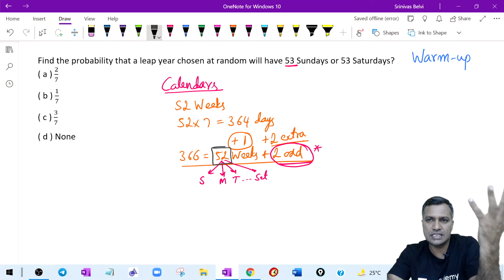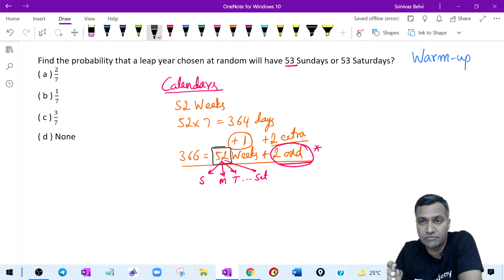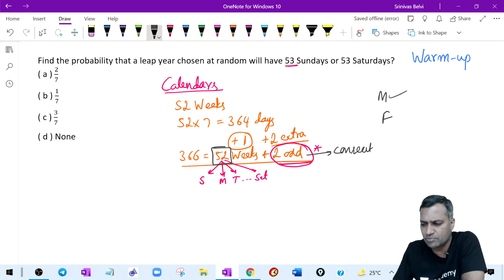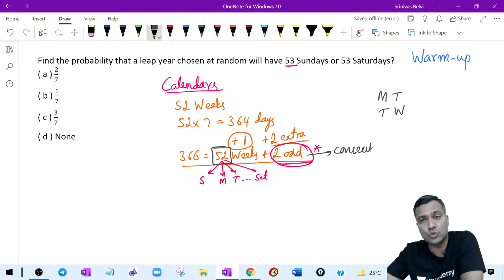Now, what can happen on this 53rd day? Technically, the Sunday coming the 53rd time, or Tuesday coming the 53rd time. When I say look at these two odd days, they have to be two consecutive days. You can't say I have two odd days, one odd day is Monday, the other odd day is Friday. No, odd days cannot be Monday and Friday. If one of the days is Monday, the other one has to be Tuesday. Similarly, if one of them is Tuesday, the other one has to be Wednesday. Odd days have to be two consecutive days.